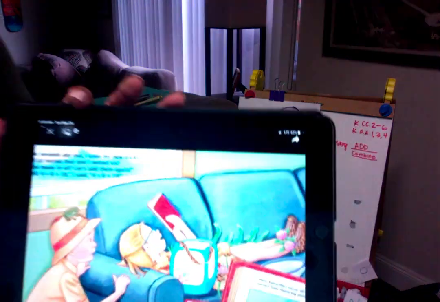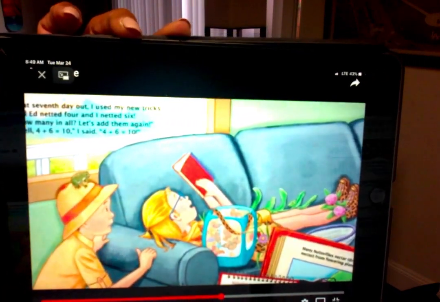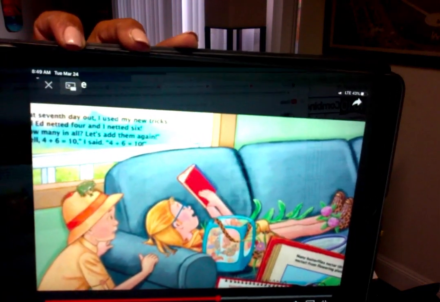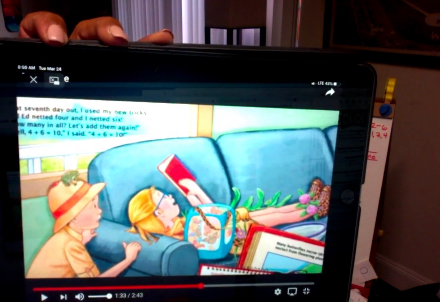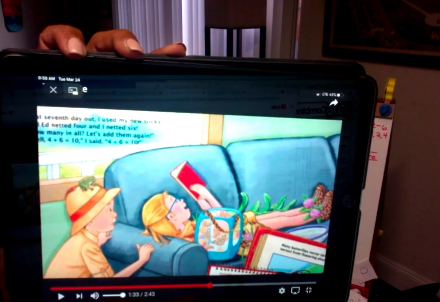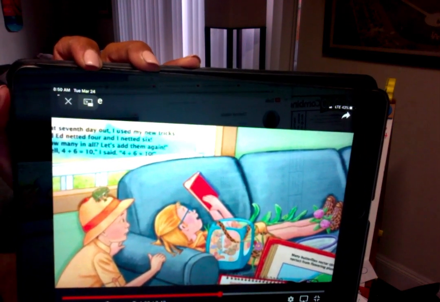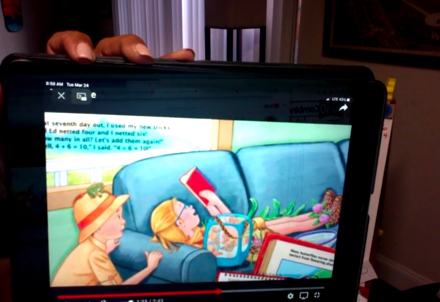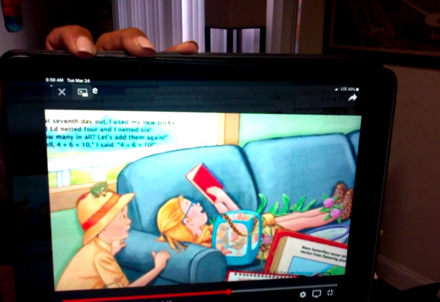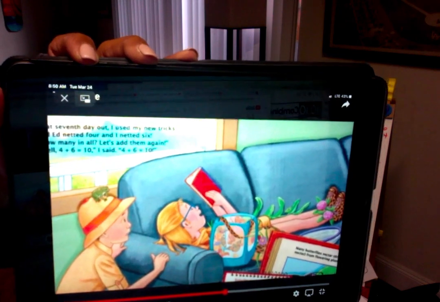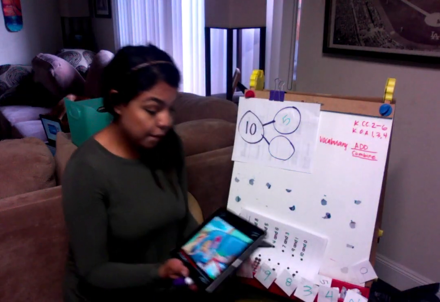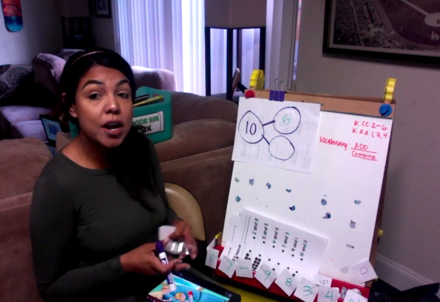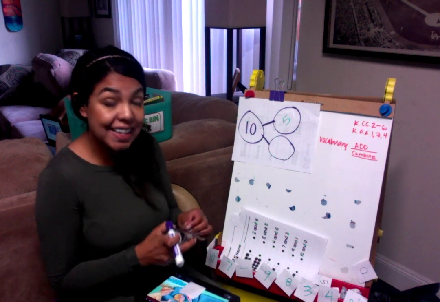Okay. So on the 7th day, I used my new tricks. Ed netted 4 and I netted 6. How many in all? Well, let's see them again. 4 plus 6 equal 10. And I said 4 plus 6 equals 10. 4 plus 6, 4 and 6 make 10. Good. So she added them again. And this time around, what did she get? She got 4. No, Ed netted 4. And she got 6. Good.